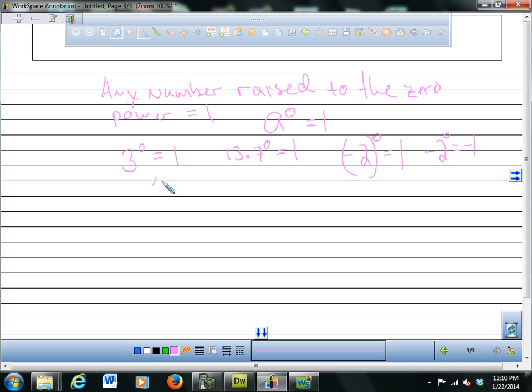What would this be? Look, here we'll do some fancy math. Who knows what that is? 1. That's also equal to 1. Okay? Pi raised to 0. So now you can be pretty clever. Okay, so anything raised to 0 is 1.